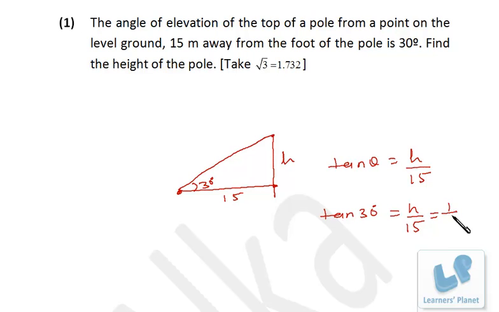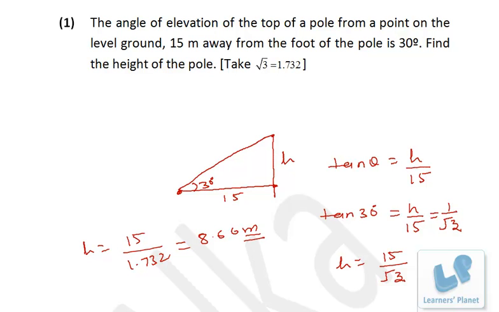Tan 30 degree is what? 1 upon root 3. So the height of the pole will be 15 by root 3, and if you put the value of root 3 as 1.732, height will be 15 upon 1.732, that is equal to 8.66 meters. Okay friends, so it's a quite simple problem. Two data you are given, and using these two data you need to find out the third one. Okay, let's take the next one.